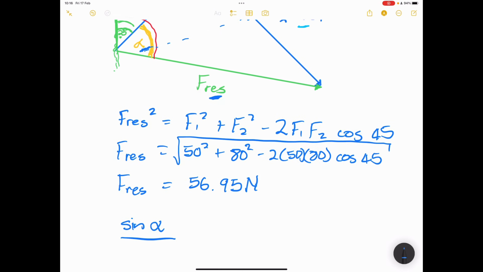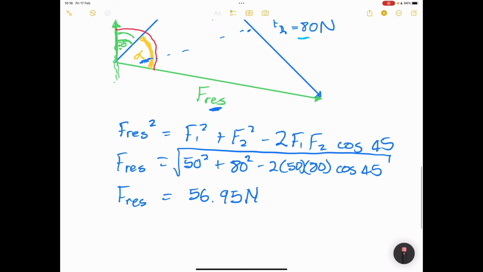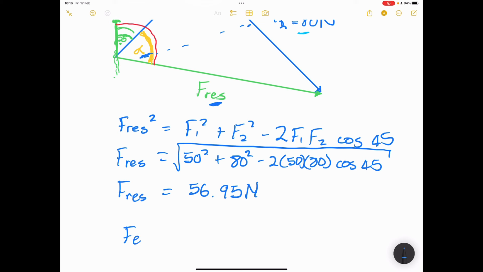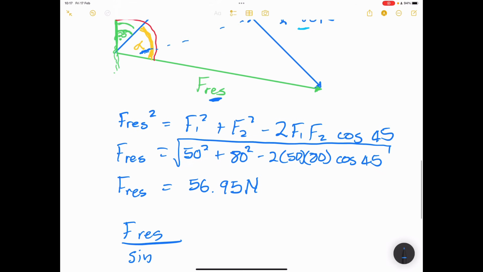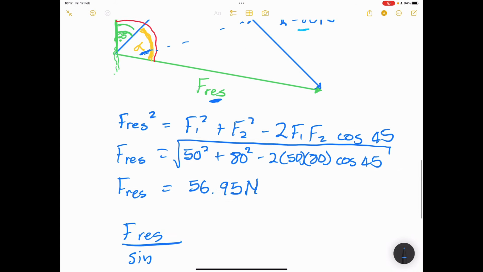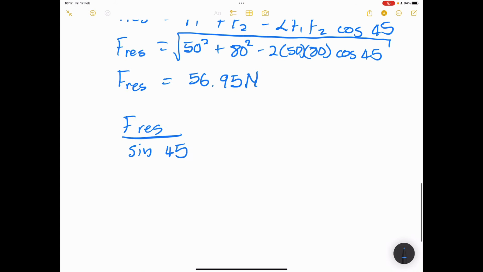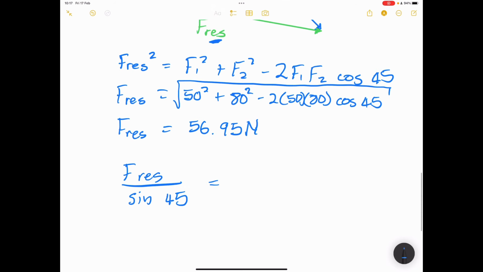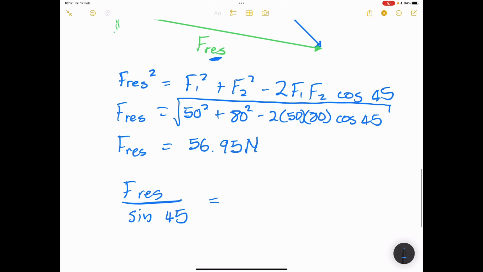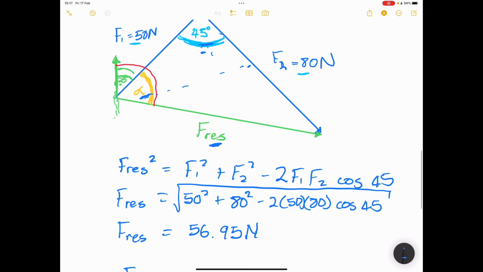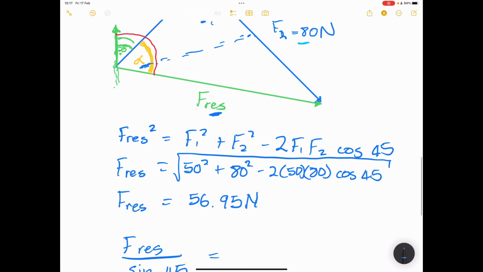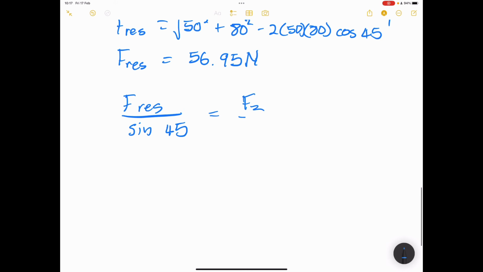So that I don't confuse others, let me start with the side. I'm going to say the resultant force divided by the sine of the angle opposite that resultant force. That's angle 45 in the triangle, which is equal to, we were looking for the angle alpha, the side opposite that is F2, so F2 divided by the sine of alpha.